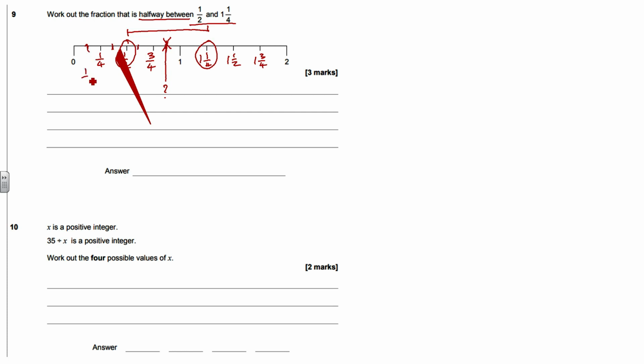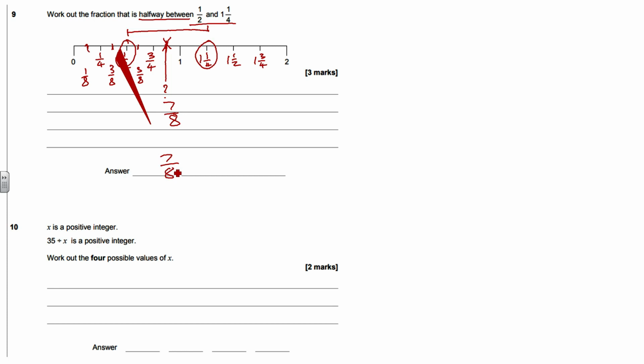So I'm going to have an 8th here, 2 8ths, which is 1/4 there, 3 8ths here, 4 8ths, which is a half there, 5 8ths, which is here, 6 8ths, which is 3/4, and finally 7 8ths, which is in the position I'm interested in.